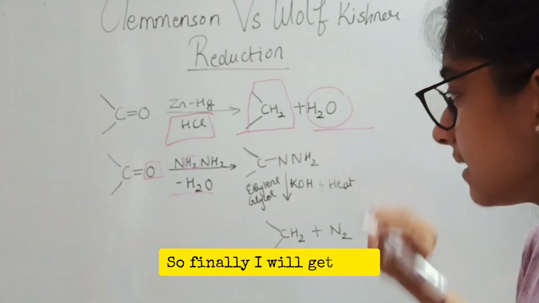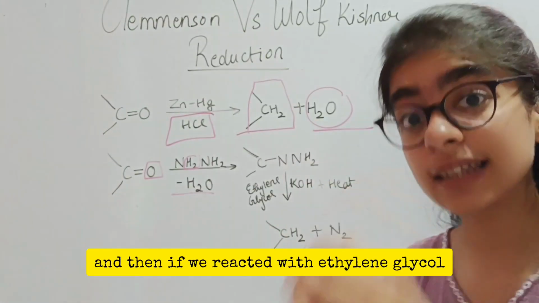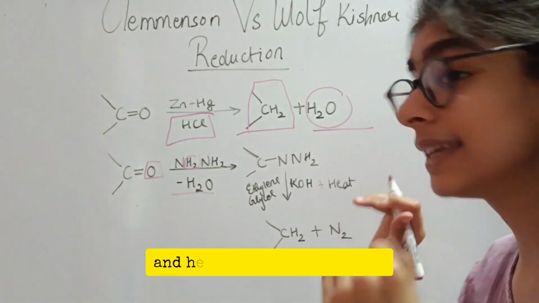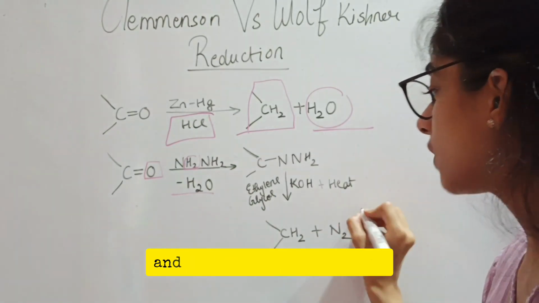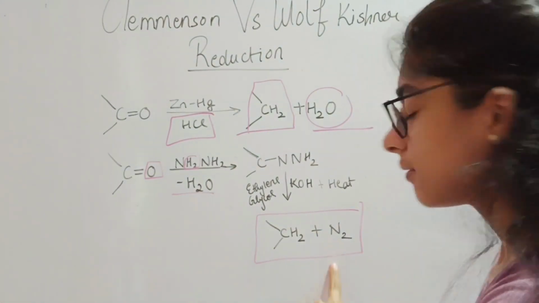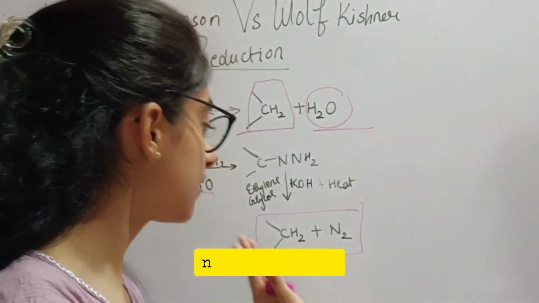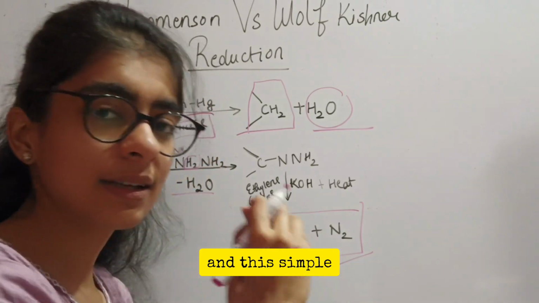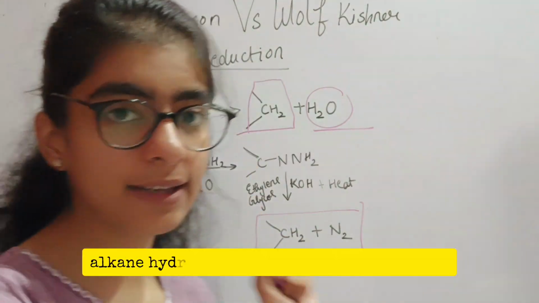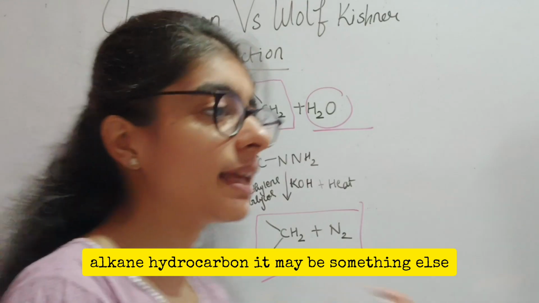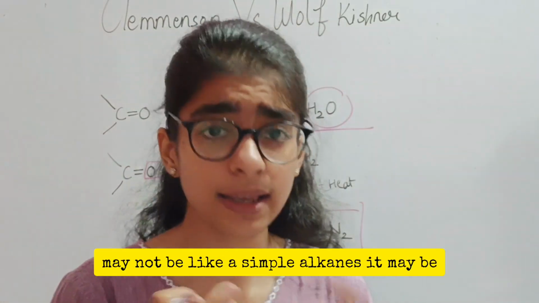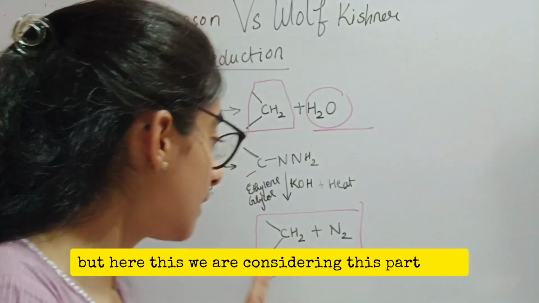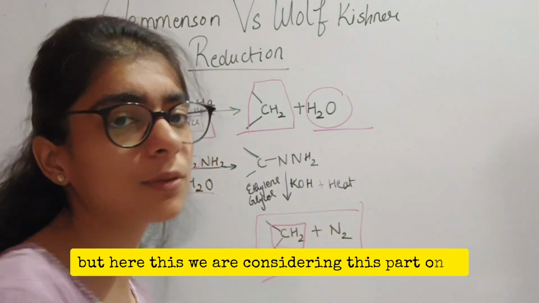So finally I will get this, and then if we react it with ethylene glycol and KOH, potassium hydroxide, and heat, we are heating it. So what will I get? Nitrogen gas, and what will we get here? This nitrogen and this simple alkane hydrocarbon. It may be something else, may not be simple alkanes, it may be some other with many other bonds, but here we are considering this part only.